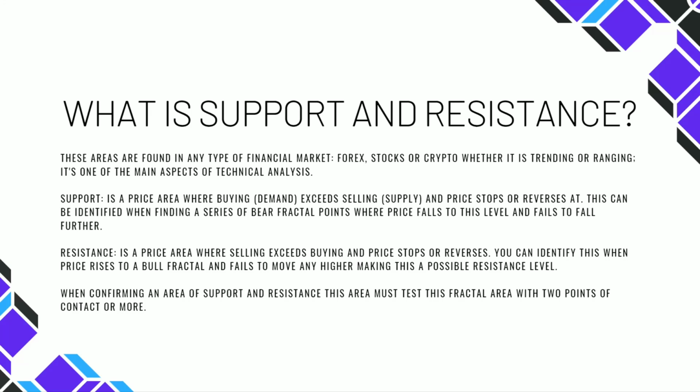Resistance is the opposite. It's an area where selling exceeds buying and price stops or reverses. You can identify this when price rises to a bull fractal and fails to move any higher, making this a possible resistance level. So, when confirming an area of support and resistance, this area must test this fractal area with two points of contact or more. You have to understand that the market has to touch at least two times or more to be a proven level of support or resistance.